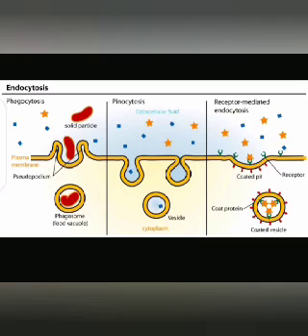Phagocytosis is a type of endocytosis which involves the capturing of solid substances outside a cell into the cell. Pinocytosis is a type of endocytosis which involves capturing of liquid substances outside a cell into the cell. Receptor-mediated endocytosis is a type of endocytosis in which specific substances recognized by membrane receptors are captured and transported into the intracellular environment.